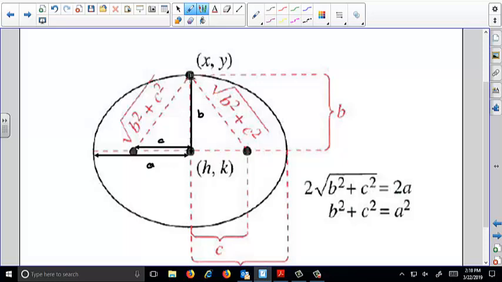So if this is B and this is C, then we have a right triangle in this case, and you can see that C squared, this distance here, which is one side of this triangle, plus B squared, which is this side of the triangle, equals this side of the triangle.